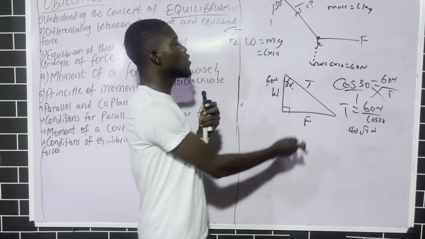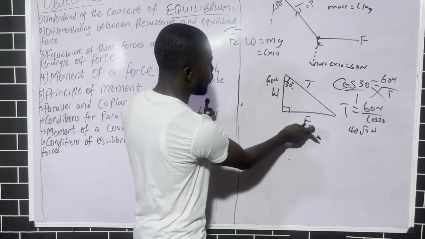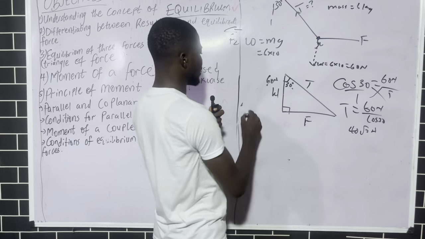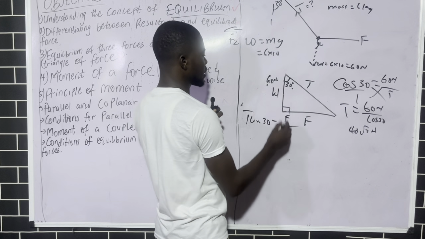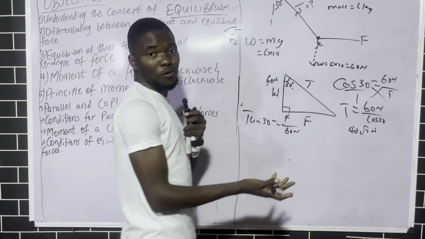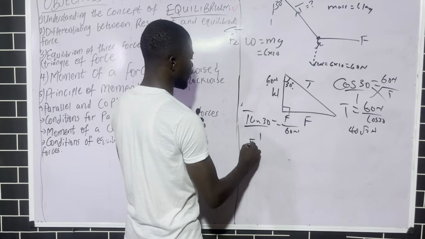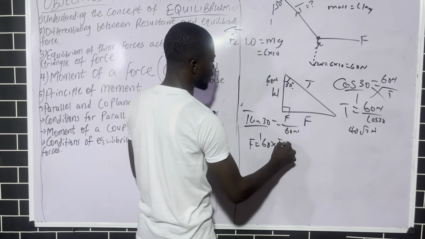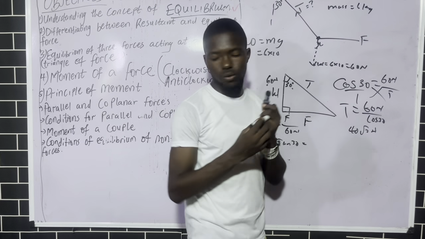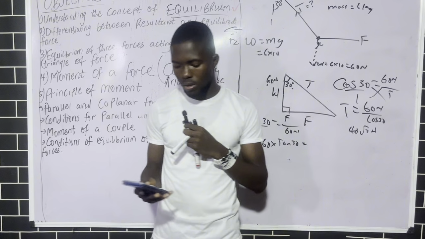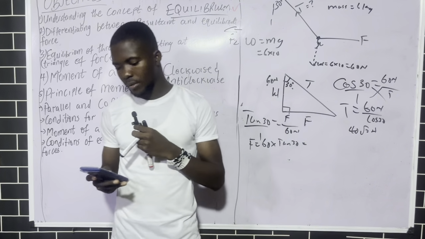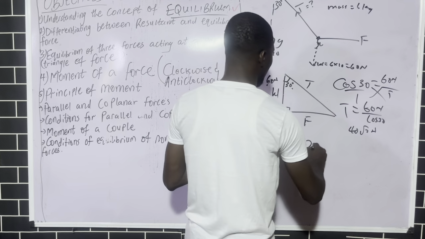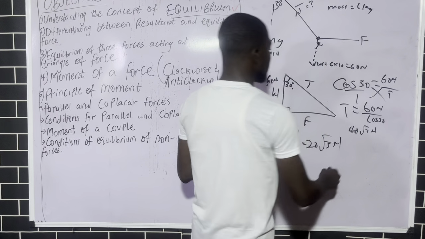If the question also says you should find F, opposite over adjacent, that's tan. Tan 30 is equal to opposite, F, over 60 Newton. You can see the way I'm solving it. Just cross multiply. F is equal to 60 times tan 30. What will it give you? Just press your calculator: 60 times tan 30, 20 root 3 Newton. Do you see this now?